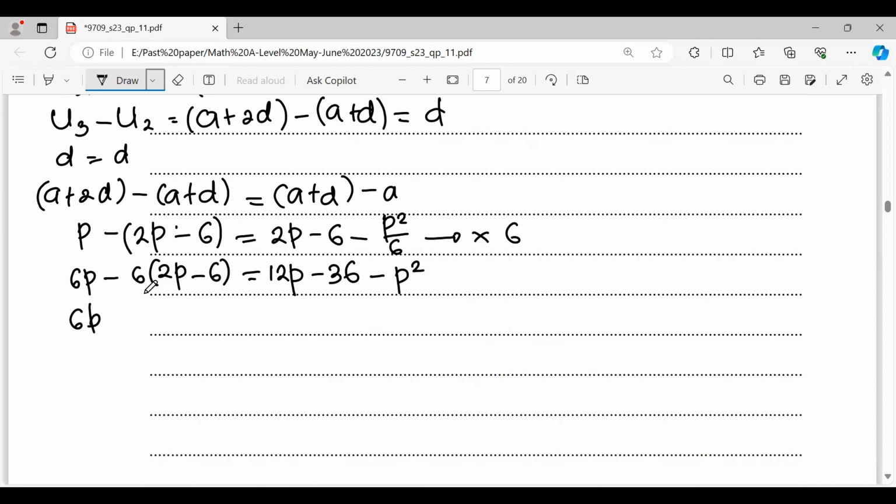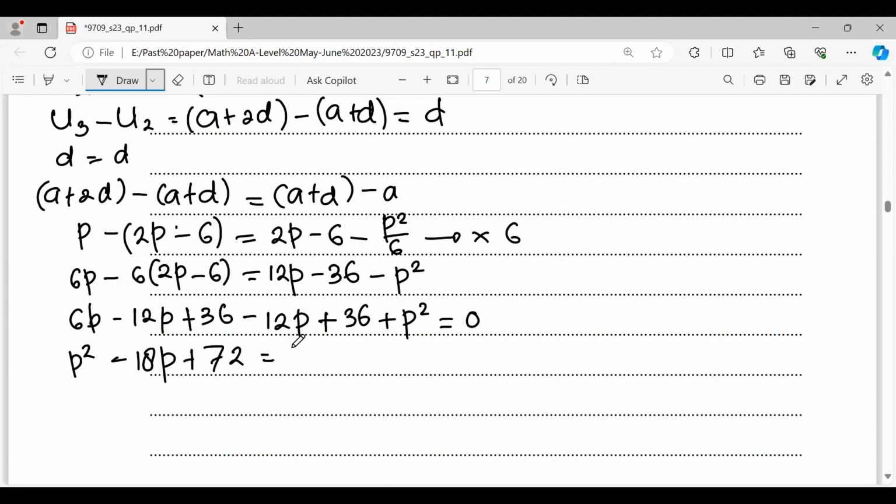So 6P minus 12P, 36, minus 12P plus 36 plus P squared equals 0. So we can simplify, becomes P squared, 6P minus 12P, negative 6P, minus 12P, 18, minus 18P, then negative 36. Oh, this is positive because negative times negative. So plus 72 equals 0. Right.